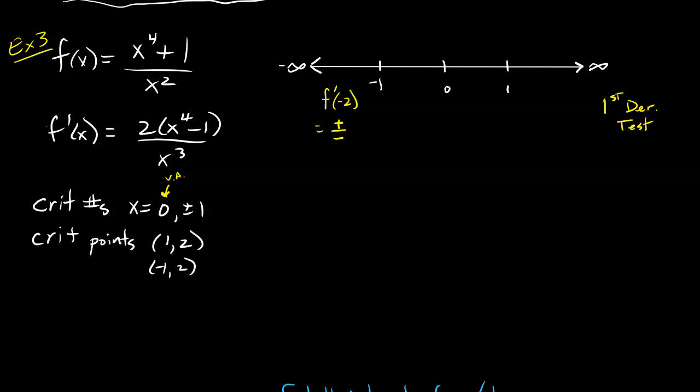So remember, I only care if the answer is positive or negative. I don't actually care what the slope is. So positive divided by a negative would give me a negative slope, which would be a decreasing section. So I'm going to label this minus.